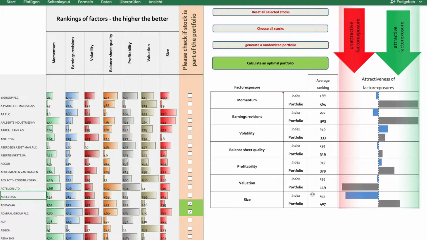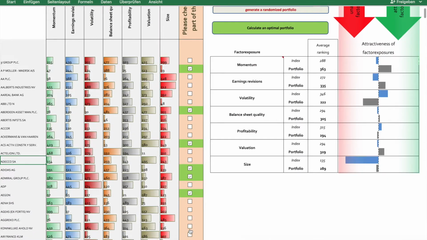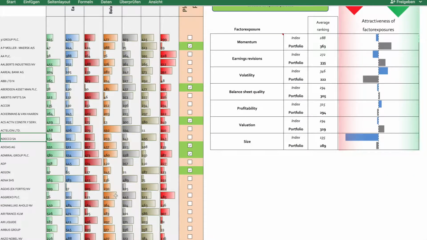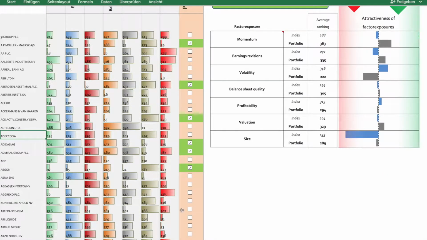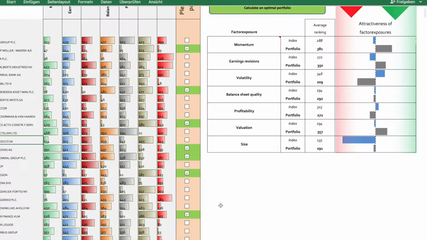Now we certainly can do that by maybe buying the AP Maersk. We could also buy maybe the Aberdeen, which is also rather cheap. We can buy the ACS, which is rather cheap. We can buy the Aegon, which is rather cheap. Maybe we buy one more equity. Let's see. Let's go for the Air France, ranking 586. Now see what happens.